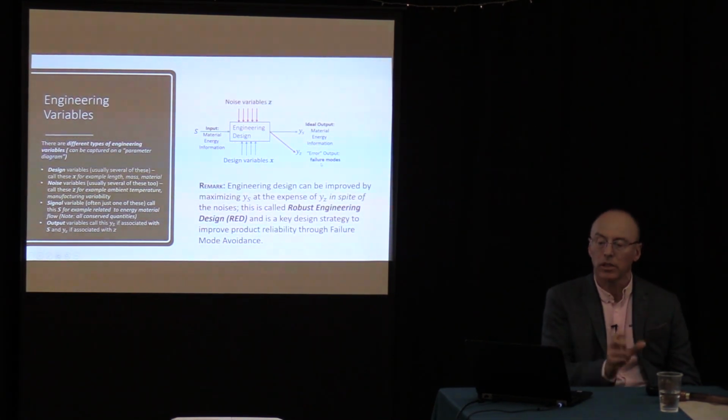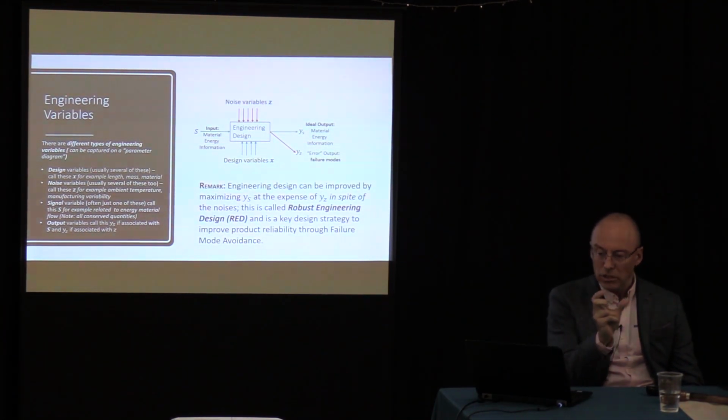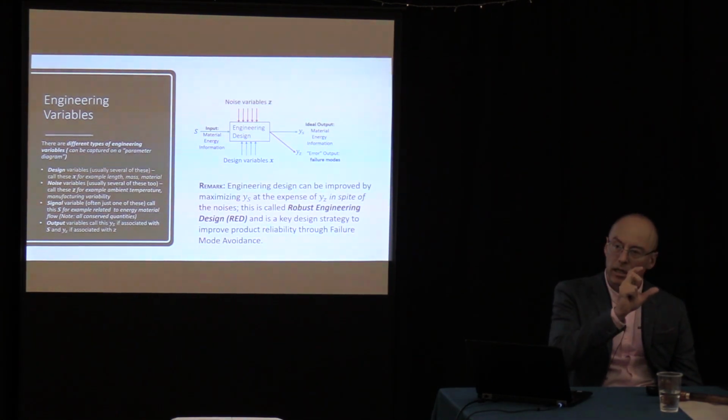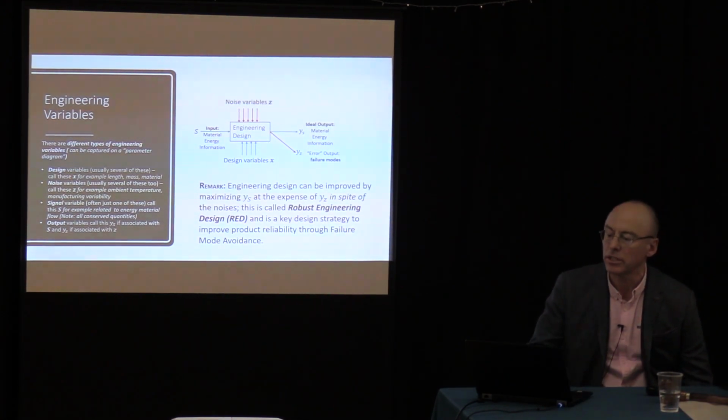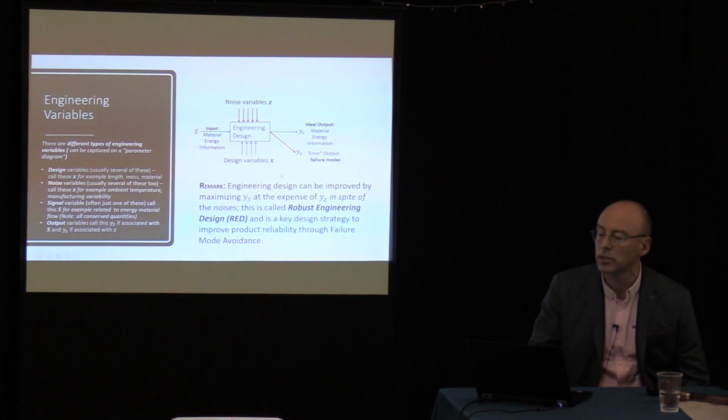So if you find that your input to output translation isn't conserved, because you're measuring a conserved quantity, the missing material or energy must have gone somewhere. And if you can find out where it's gone, that's the indication that you've got a problem. So what we're trying to do here is maximize the ideal output, which I've called Y sub S, at the expense of the error output, which I've called Y sub Z.